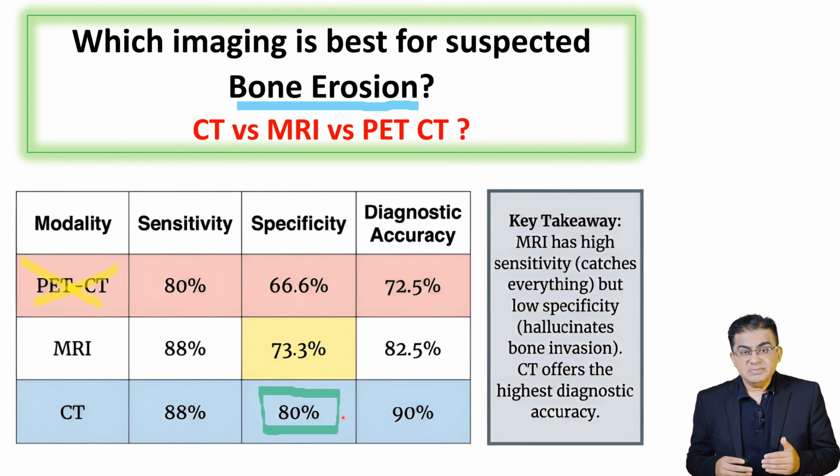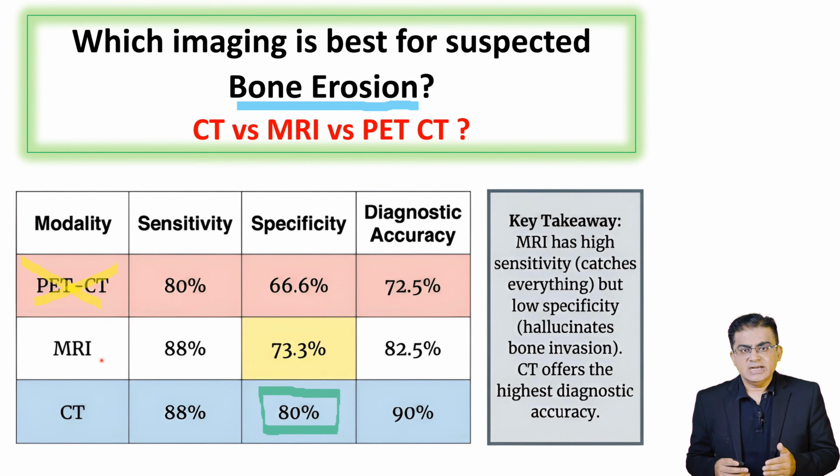Because MRI is incredibly sensitive to any fluid or tissue change, it frequently overreacts. MRI often hallucinates bone invasion. If the patient has a bit of bone edema from a recent biopsy or inflammation from a bad tooth or periodontitis, the MRI might light up and flag it as cancer. This is a false alarm. It scares you into thinking the bone is destroyed when it actually is not.